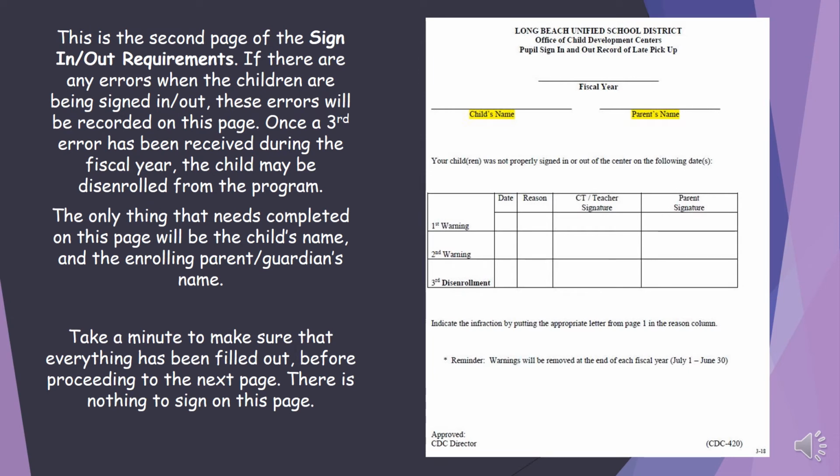This is the second page of the Sign In Out requirements. If there are any errors when the children are being signed in or out, these errors will be recorded on this page. Once a third error has been received during the fiscal year, the child may be disenrolled from the program. The only thing that needs to be completed on this page will be the child's name and the enrolling parent and guardian's name. Take a minute to make sure that everything has been filled out before proceeding to the next page. There is nothing to sign on this page.